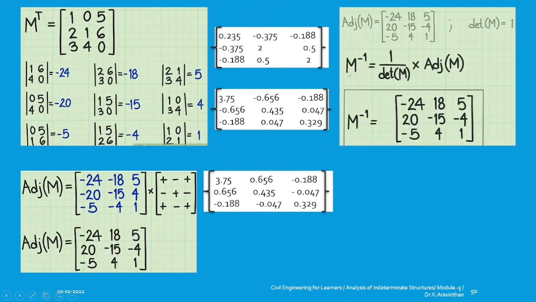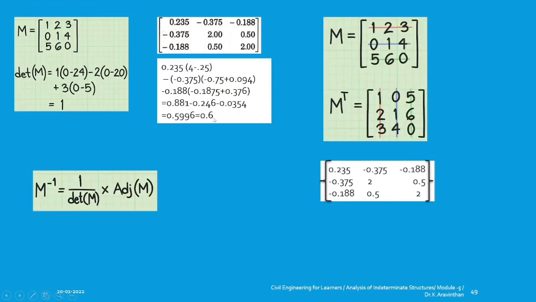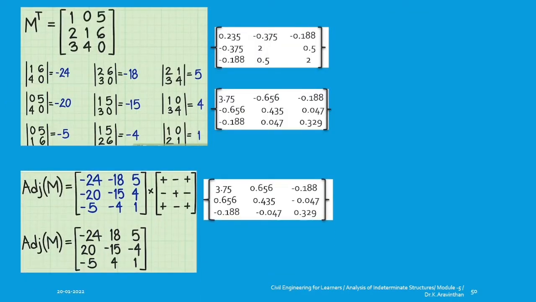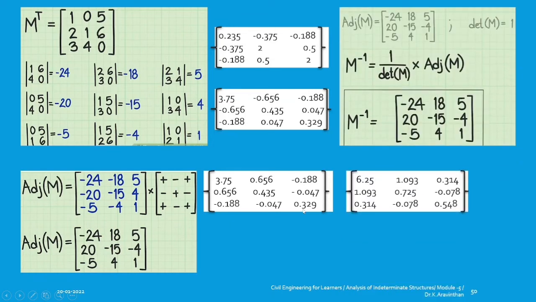Now how to find the matrix inverse? 1 divided by determinant of matrix into adjoint of M. So your adjoint of the matrix you have received, you have to divide by determinant of matrix. So what is our current determinant? Our current determinant is 0.6. So if you divide this component 3.75 divided by 0.6, every element has to be divided by 0.6. So if you have done that, you will be getting this answer. 3.75 by 0.6 will be 6.25, and 0.656 divided by 0.6 will be 1.093. Likewise, you will be getting this answer.